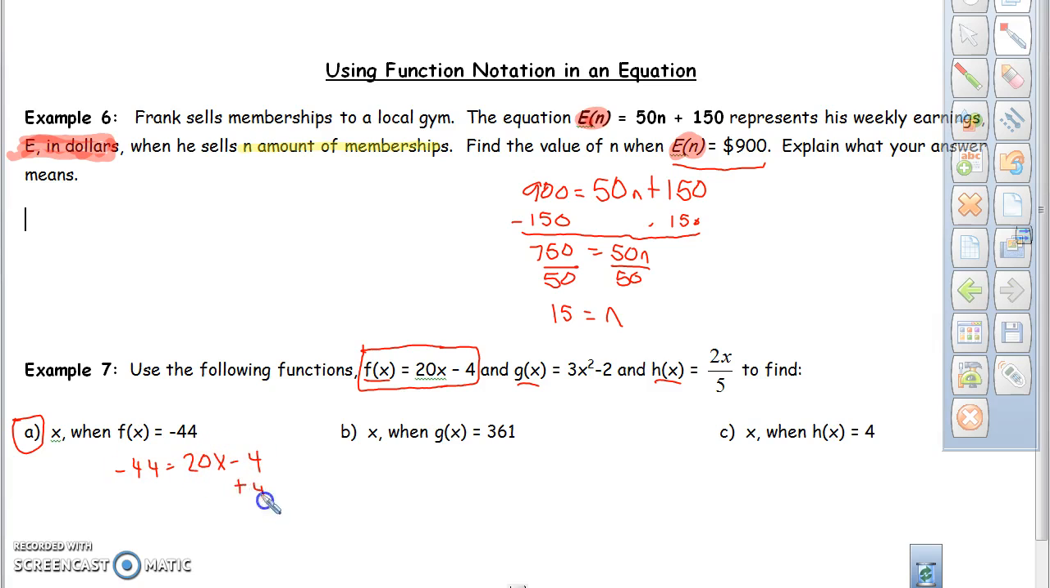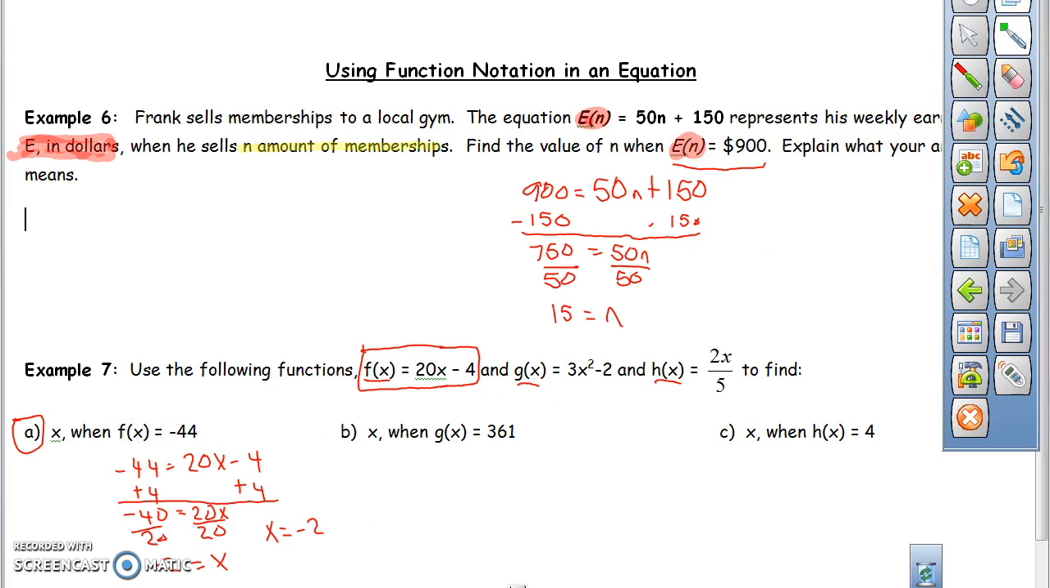So plus 4, we have to do it to both sides: negative 40 equals 20x, and this is 20 times x, so now we divide. 40 divided by 20 is 2, but since negative divided by positive is negative, we get negative 2. It's that simple. So basically when you aren't given x, we're not evaluating anymore, we are trying to find x.